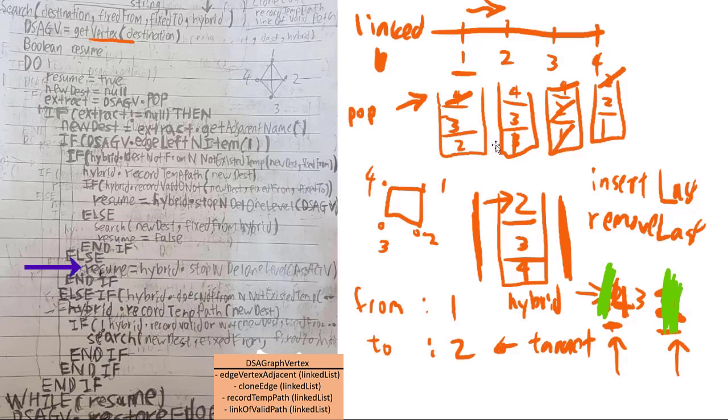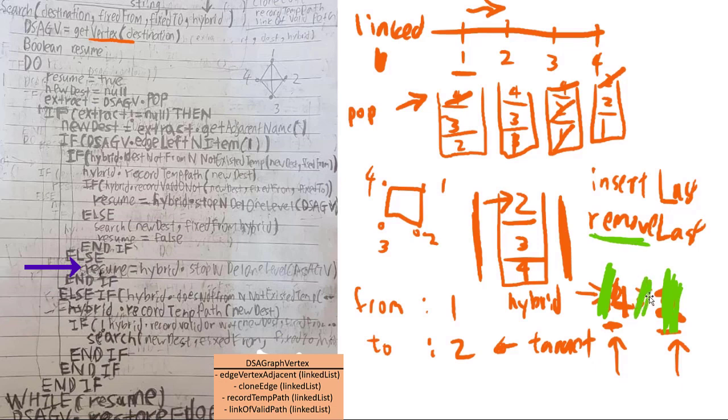If it's not supposed to add into the stack, and it's not a valid path in here, then you're going to stop and delete one level. What do we mean by stop and delete one level? If it's delete one level, you're going to remove the last part. So you're going to call removeLast again. So you're going to delete 3.